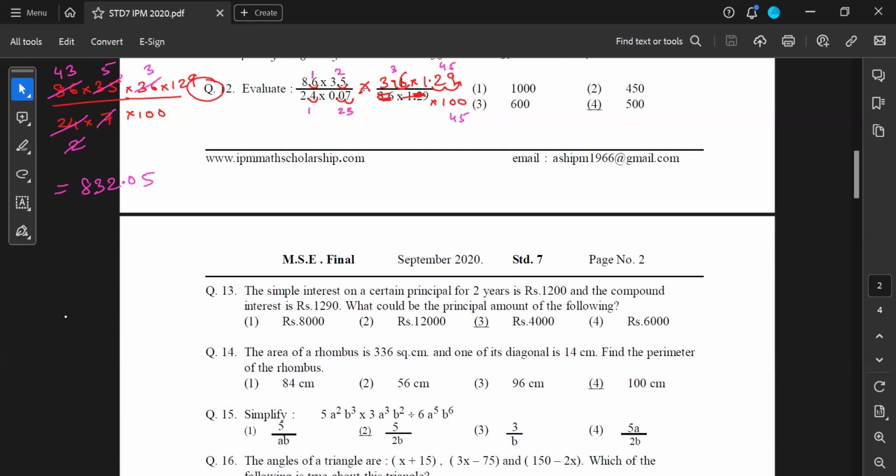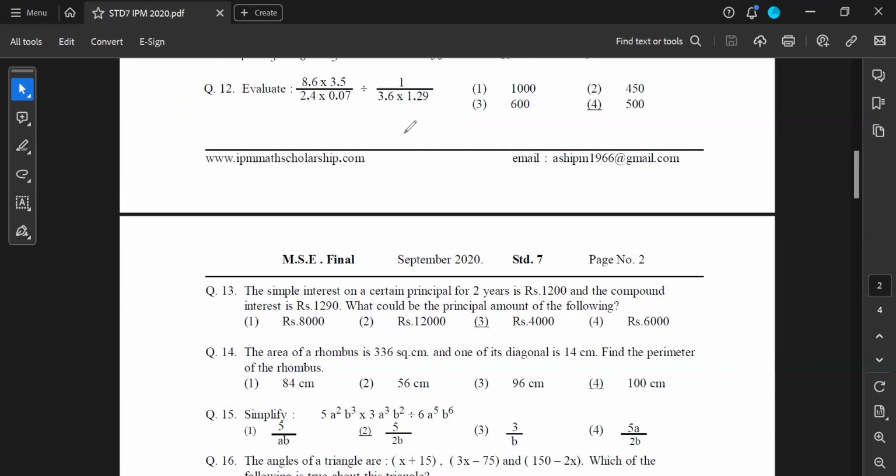Okay. Meanwhile, let's proceed to the next question. I hope you understood the procedure of how to solve them. Okay, so that is more important, understanding the procedure of how to solve them. Now let's proceed to the next question, that is the 13th question.